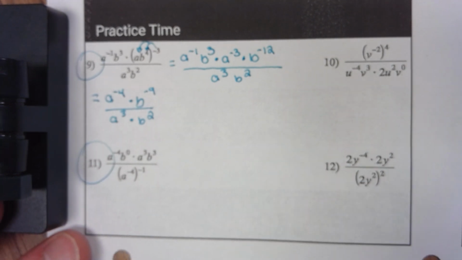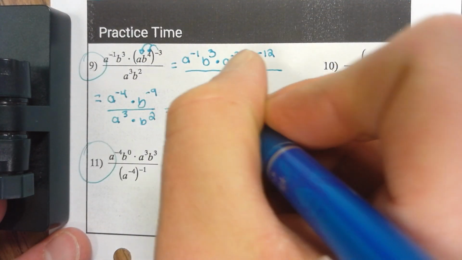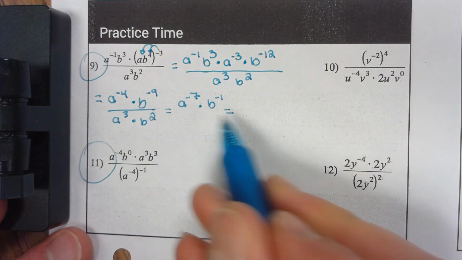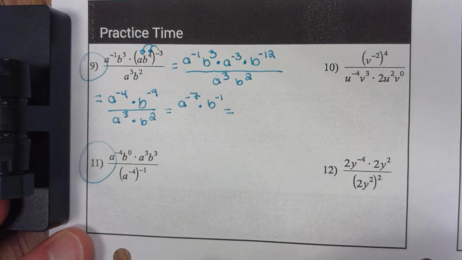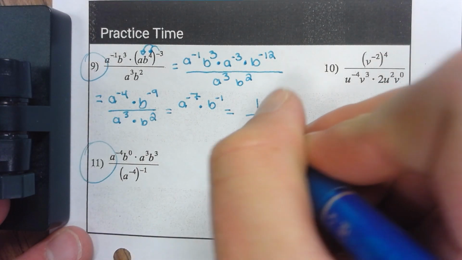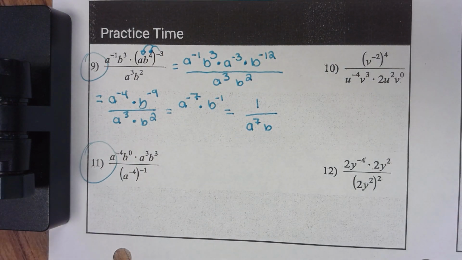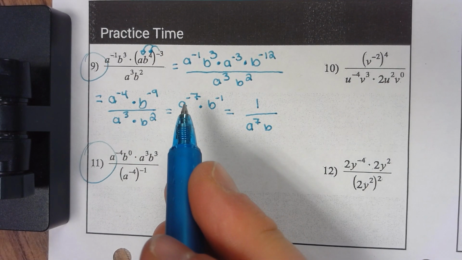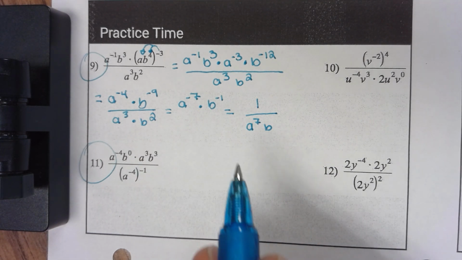Now I can subtract these exponents. Negative 4 minus 3 is a to the negative 7. Negative 9 minus 2 is b to the negative 11. Since they're both negative, they're both going to end up in the denominator. If they both end up in the denominator, the numerator is just 1. Okay, again, the explanation for that, that's 1 over a to the 7th and 1 over b to the 11th. 1 times 1 in my numerator is just 1.